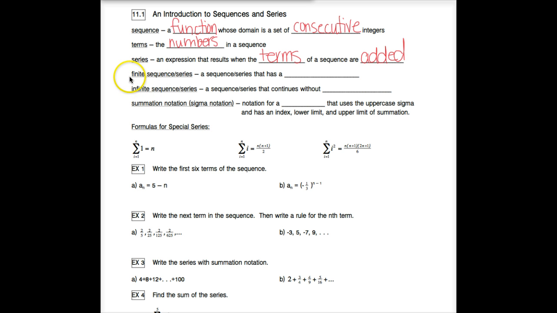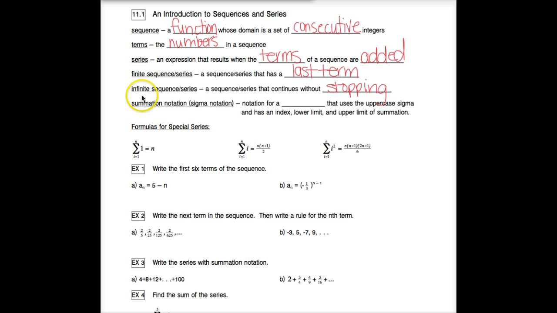There are two different types of sequences and series. There are finite sequences and series and infinite sequences and series. A sequence or series that has a last term, meaning it has an ending place, is finite. A sequence or series that continues without stopping, so goes on forever to either infinity or negative infinity, is going to be an infinite sequence or series.